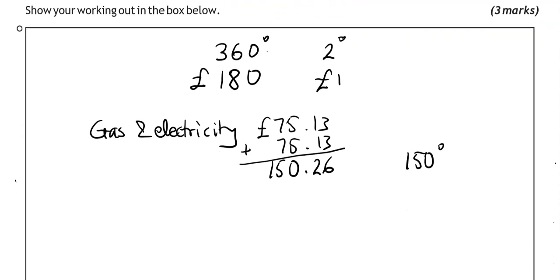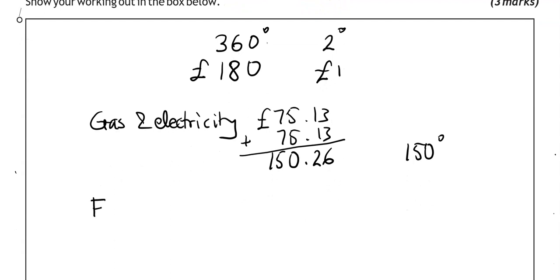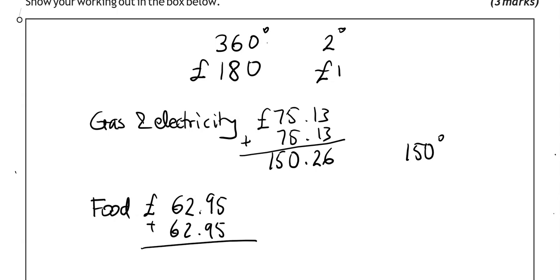And looking at food, it's £62 and 95 pence. So we're going to double that again. 5 and 5, 10, 19, 5, 12. So this one we're going to round to 126 degrees.